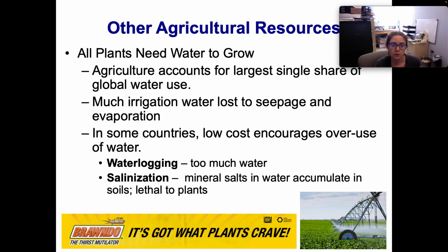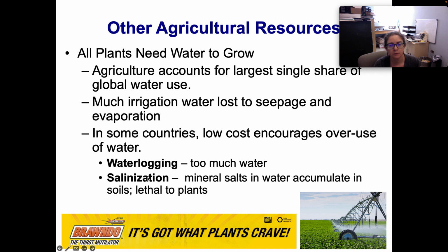Okay, so other agricultural resources, we talked a lot about soil. Another big one is water. So all plants need water to grow. Agriculture accounts for the single largest share of global water use, but not all of that irrigation water makes it to the plant. A lot of it is lost due to seeping into the ground or by evaporating back into the air. Some countries' low cost of water encourages overuse, which can lead to waterlogging, so the soil can have too much water in it, which sometimes is not good for certain plants. Rice can handle lots of water, but other crops are not going to like that.